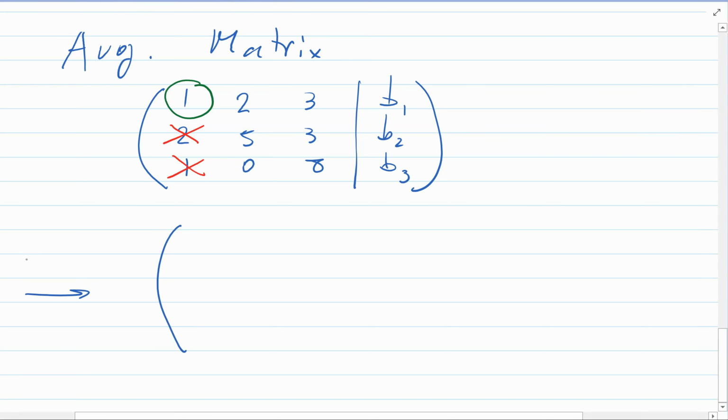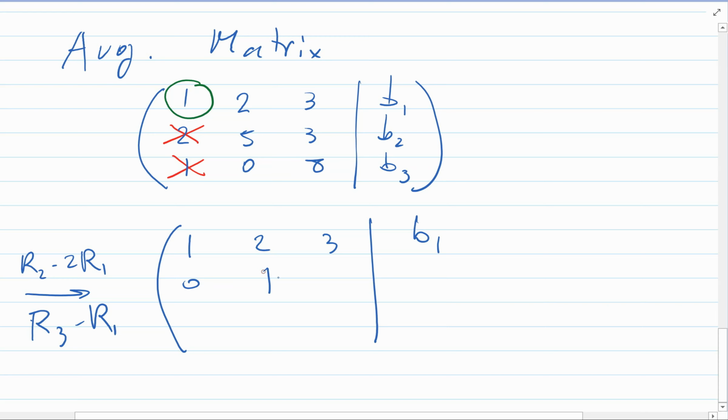So first we take R2 minus 2R1 and R3 minus R1. So we keep, of course, the first row, 2 and 3, b1. So 2 minus 2 is 0, 5 minus 4 is 1, and 3 minus 6 is minus 3, b2 minus 2b1. And the bottom is 1 minus 1 is 0, minus 2, 8 minus 3 is 5, b3 minus b1.